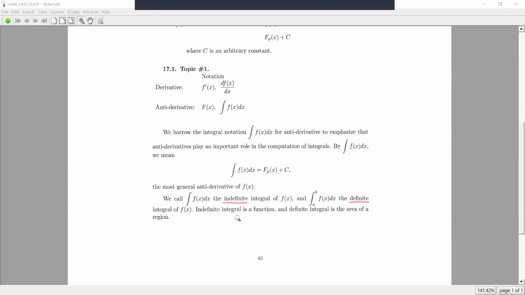Indefinite integral is antiderivative, so indefinite integral is a function. Definite integral is the area of a region, so definite integral is a number. So you should be able to tell the difference. Indefinite integral is antiderivative. Definite integral is area of a region.